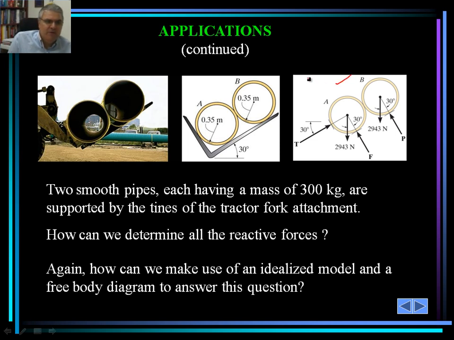Again, this is a free body diagram. This is just a schematic of what's going on, but here on the free body diagram, the weight of the pipe is shown, the reactive forces are shown, also the reaction of the forklift itself at the connecting point down here.